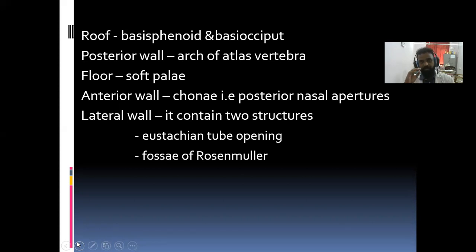So the roof is by the basisphenoid and the base of the occiput, and the posterior wall is the arch of the atlas vertebra. The floor is formed by the soft palate. The anterior wall is the choanae, that is the posterior nasal apertures. The lateral wall contains two structures: one is the eustachian tube and the other is the fossa of Rosenmüller.